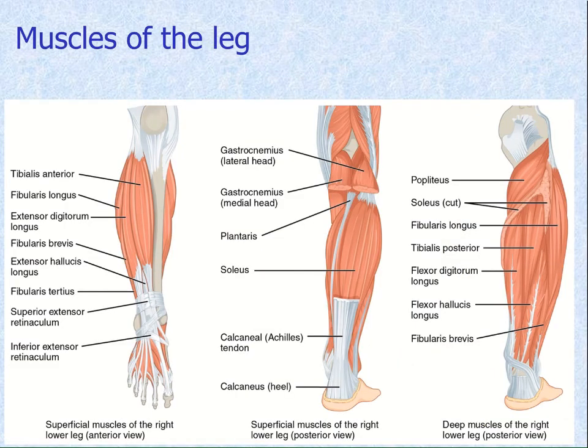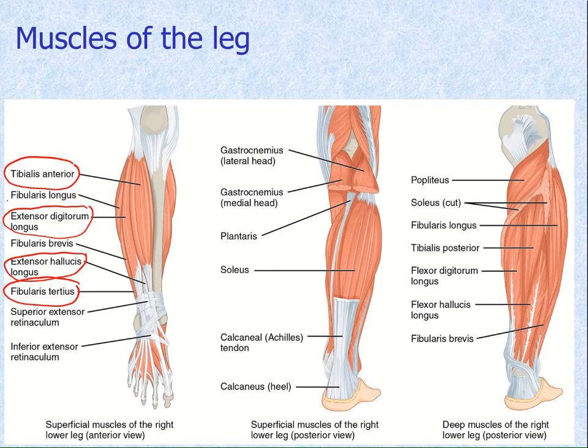You can identify some of the muscles that are found in these compartments. Tibialis anterior muscle, extensor digitorum longus muscle, extensor hallucis longus muscle, and the peroneus tertius or fibularis tertius muscles belong to the anterior compartment of the leg. They dorsiflex the foot at the ankle.